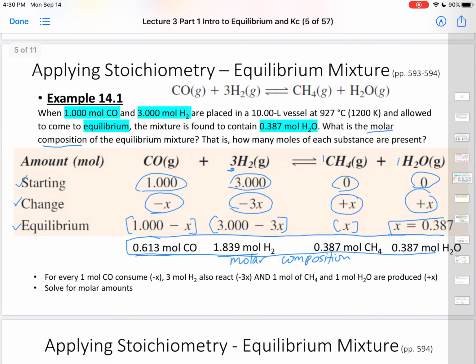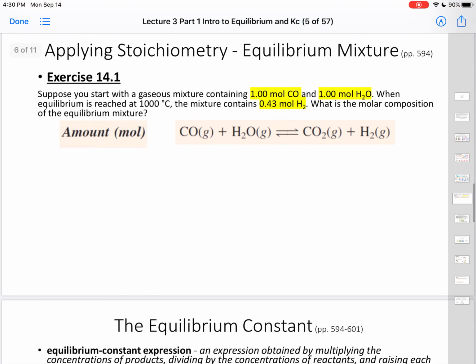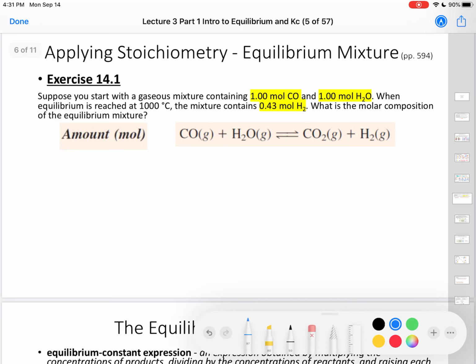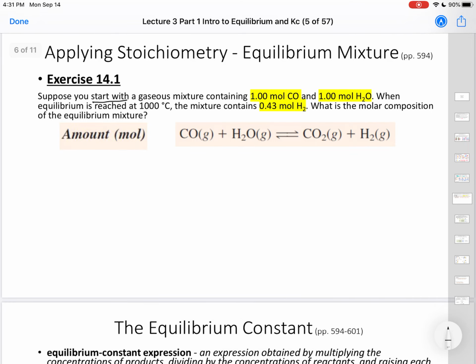Okay. All right. So let's do an example, very much similar to the one we just looked at. Suppose you start off with a gas mixture and it has 1 mole of CO and 1 mole of H2O. So what you start with is your initial or your starting amount. The book uses the word initial or starting. I use the word initial. I like the word initial. You'll see why in just a second.